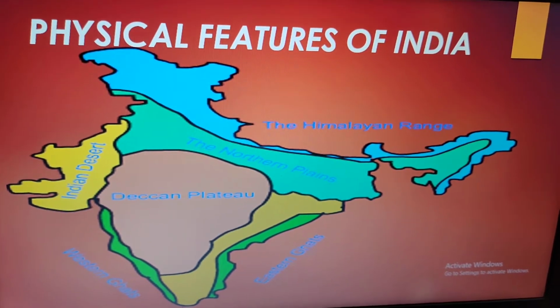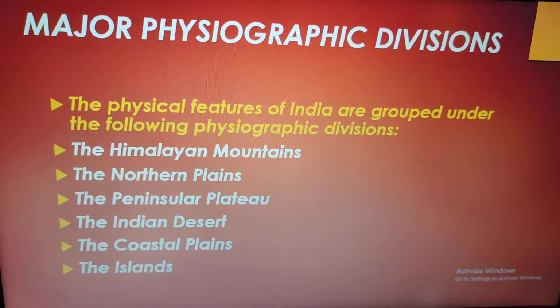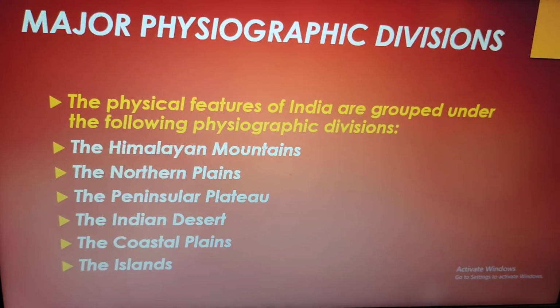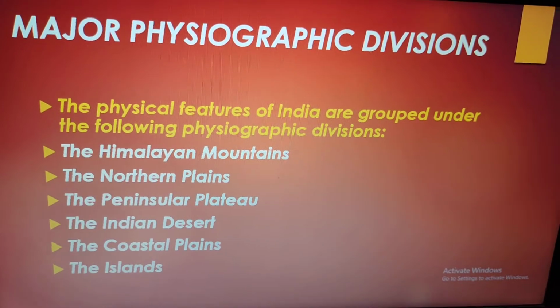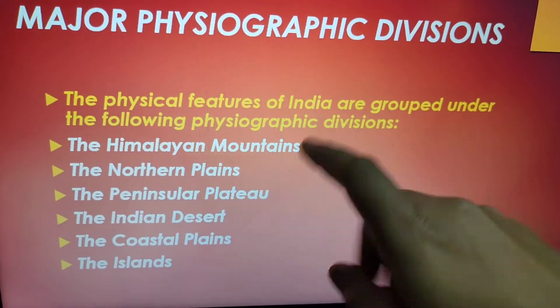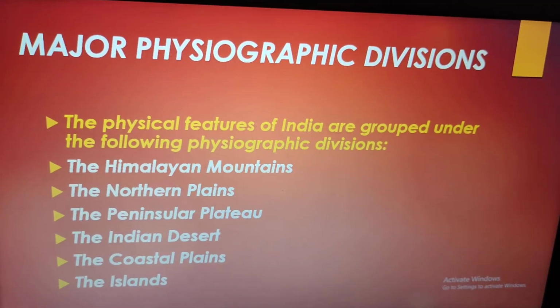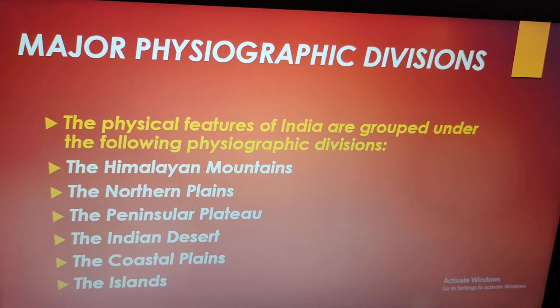Yesterday, we had begun with a new chapter, and that was physical features of India. We got to know about the major physiographic division of India. India has a diverse physiographic division. We have Himalayas, northern plains, a peninsular plateau, Indian desert, coastal plains, and islands.